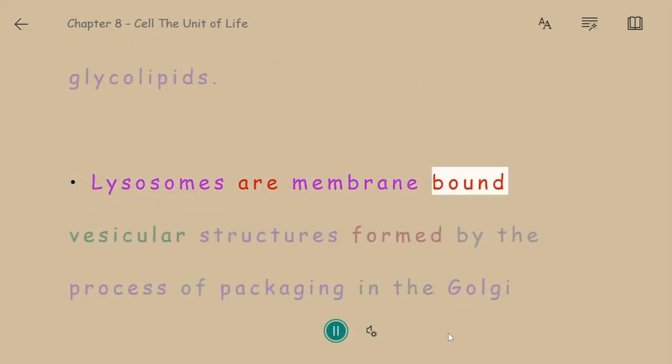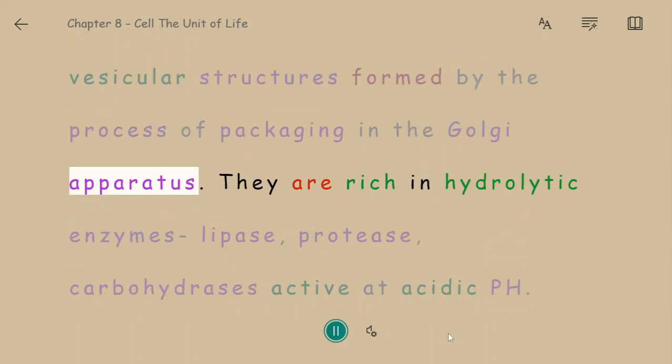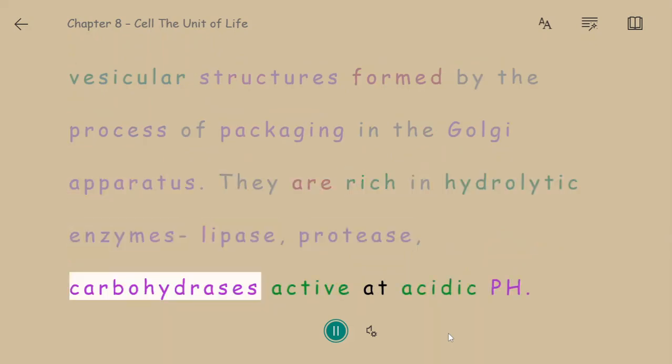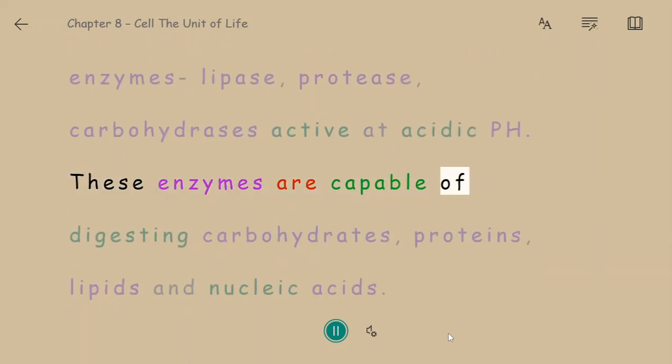Lysosomes are membrane-bound vesicular structures formed by the process of packaging in the Golgi apparatus. They are rich in hydrolytic enzymes: lipase, protease, carbohydrases, active at acidic pH. These enzymes are capable of digesting carbohydrates, proteins, lipids, and nucleic acids.